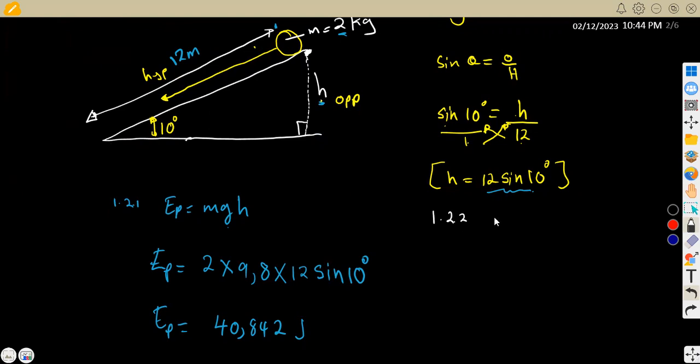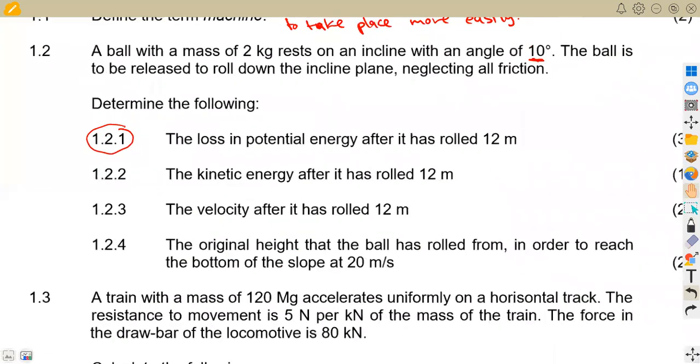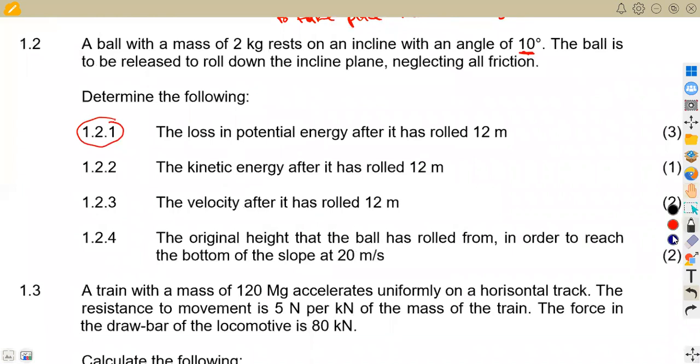So on 1.22, our kinetic energy at the bottom after it has rolled is going to be equivalent to the potential energy at the top. So it is just direct, the same as this potential energy, which is 40.842 joules. Okay, so that was your kinetic energy in this case. After that, we are now asked to calculate the velocity after it has rolled 12 meters. Take note, we are still working with 12 meters, and we have the kinetic energy after it has rolled for 12 meters.